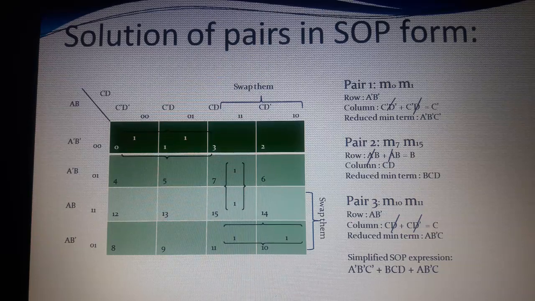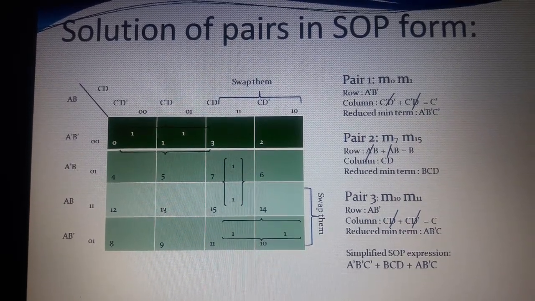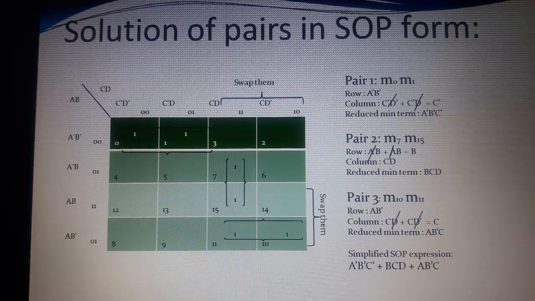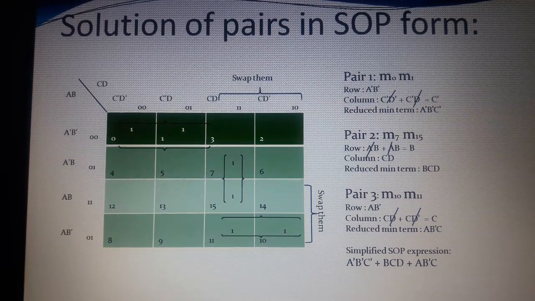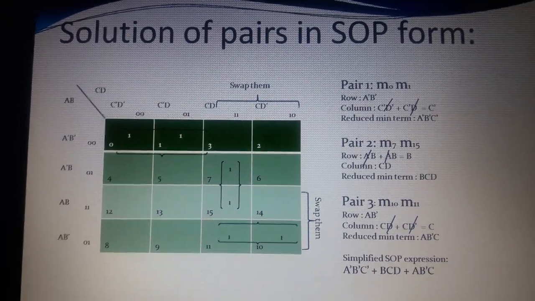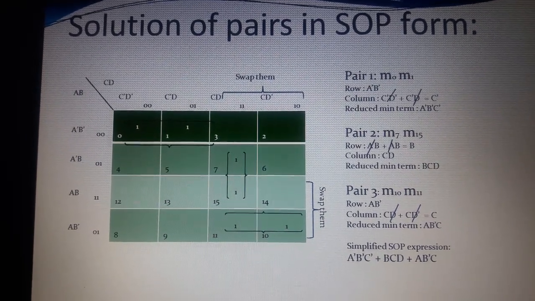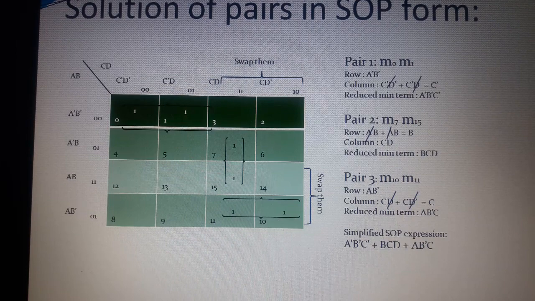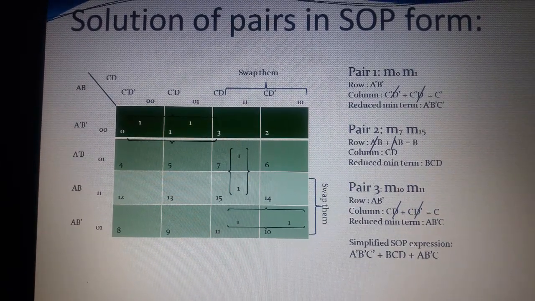The row contains AB' and the columns contain CD and CD'. We had cancelled D and D' and we are getting C as a common term. We have to combine both together for getting the minterm. And in all the pairs you are getting 3 variables. It means a pair always provides us a 3 variable minterm.